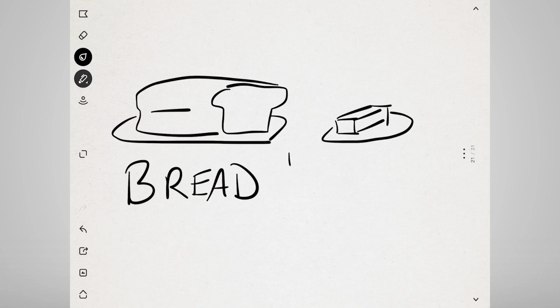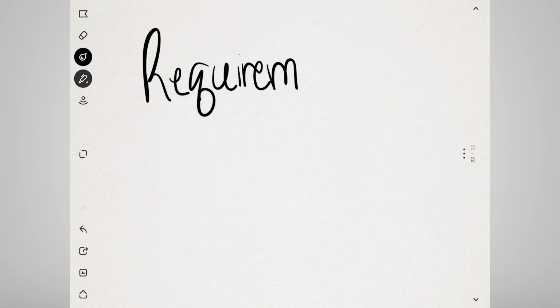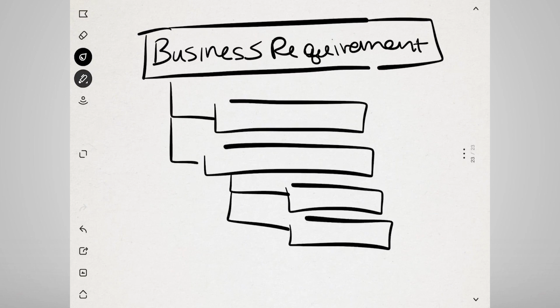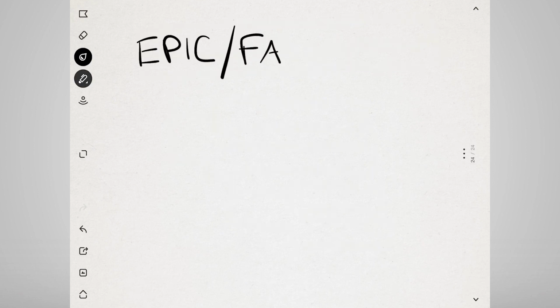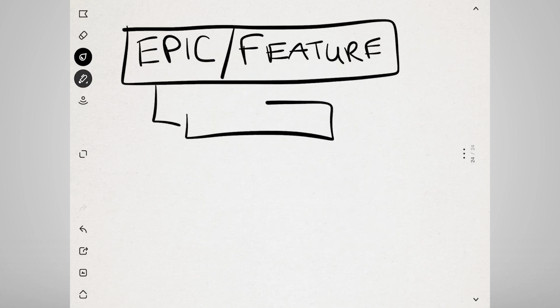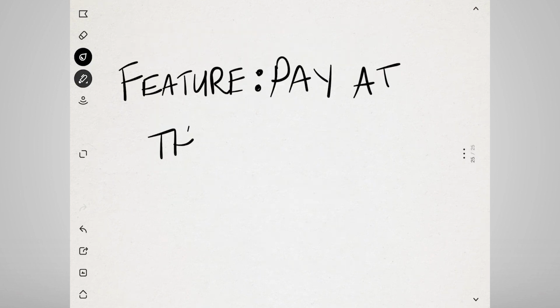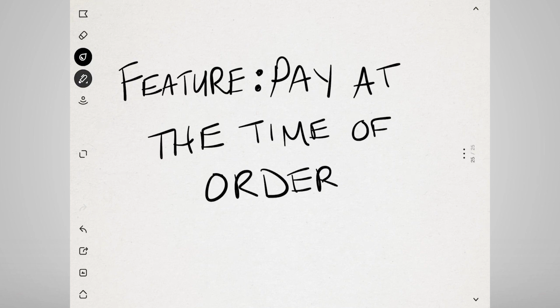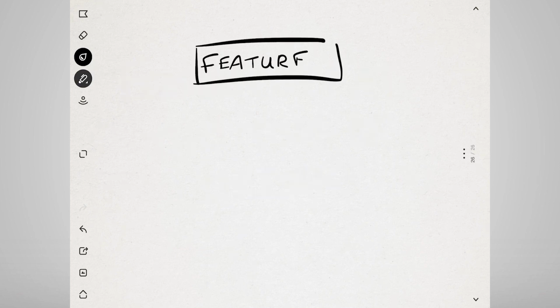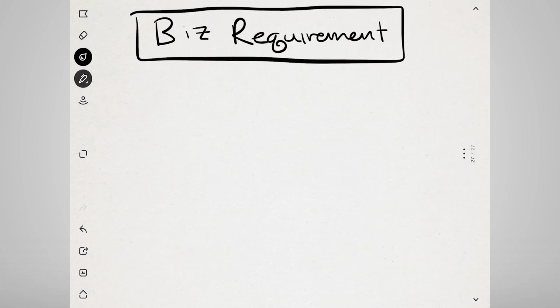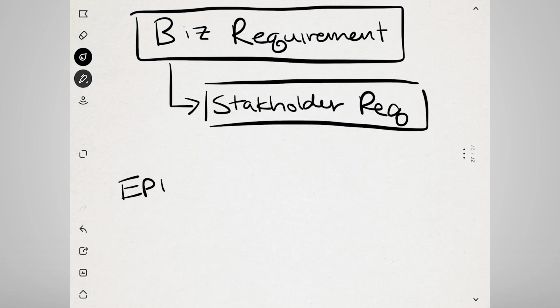Last but not least, the requirements themselves. You need to understand that a requirement is really just a generic way of saying a required capability. If we're talking about waterfall documentation, business requirements are the highest level and represent enterprise needs. And in Agile Scrum, it might start out as an epic, or a feature if you're using SAFe, the Scaled Agile Framework. In my example, the business requirement or feature would have been the ability to pay at the time of order. Next, you need to determine what stakeholders will need to be able to meet those business needs. So you develop stakeholder requirements, or user stories if you're working in an Agile environment.